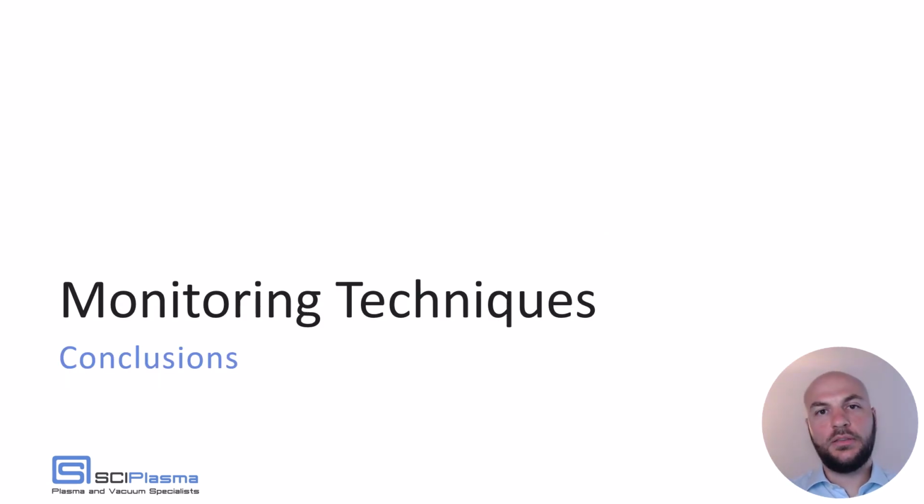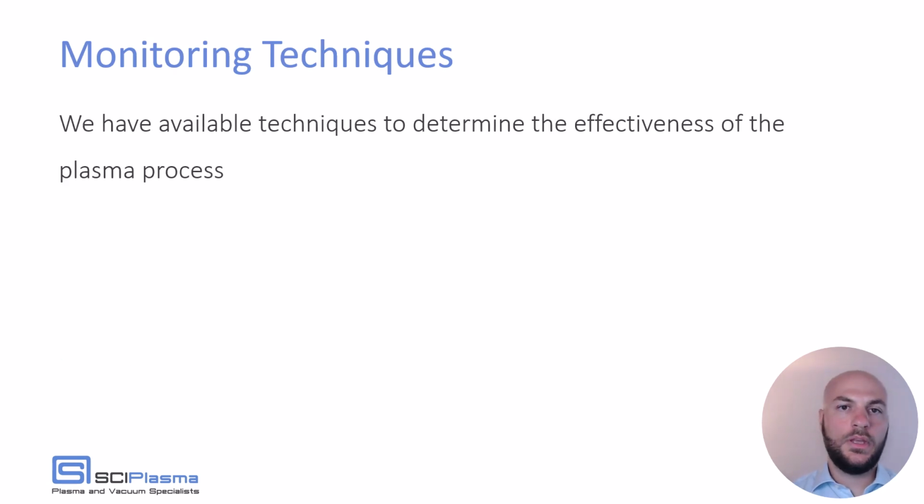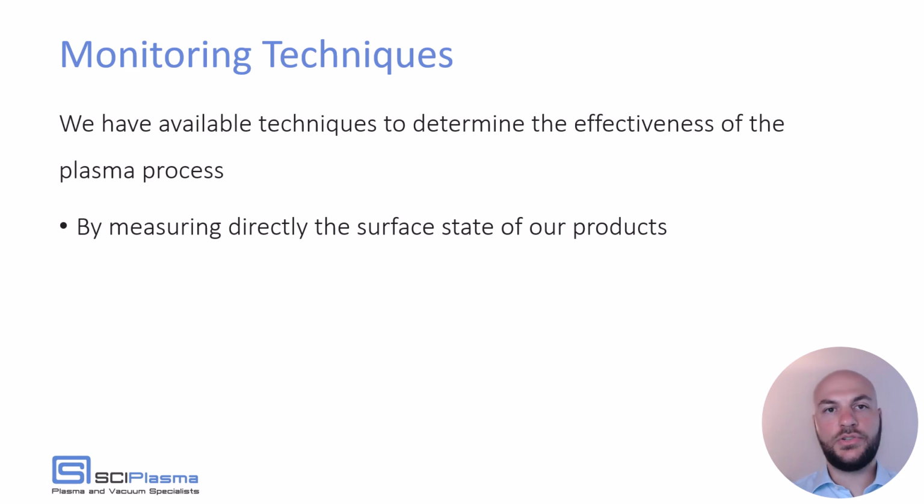The conclusions that we can draw from this short talk are the following. We have available to us different measuring techniques to determine the effectiveness of the plasma process. We can either measure directly the state of the surface of our products before and after the plasma process. This can be done by using the contact angle measurement technique. So using a tiny drop of water, taking a picture and measuring the contact angle, or this can be done by using surface tension active inks by trying to paint the surface.